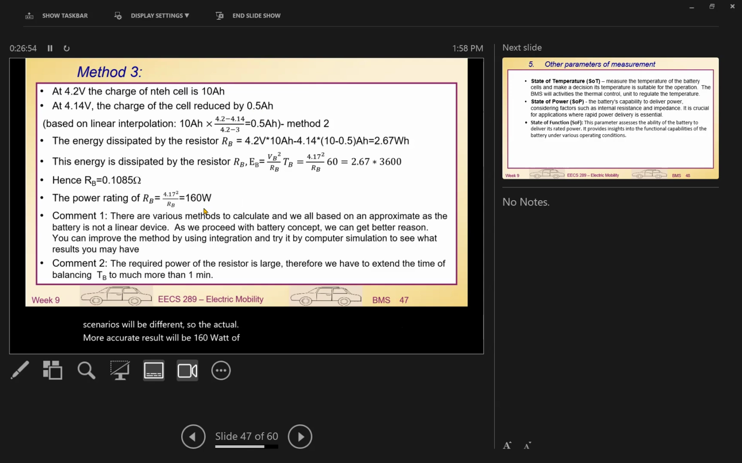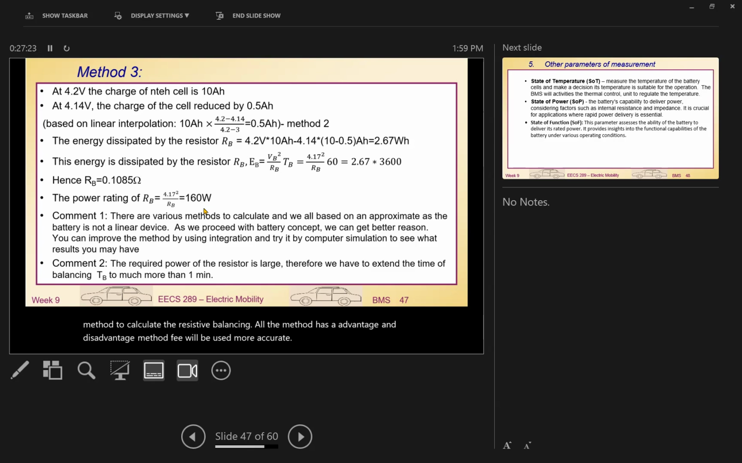So that's quite a big issue, right? A dumping resistor will cost you 160 watt of power. So you need quite a big resistor, but only for 1 minute. But sometimes if you have a good cooling system, it's still quite okay. So the comment is that we have been using different methods to calculate the resistive balancing. All the methods have advantages and disadvantages. Method 3 will usually be more accurate.